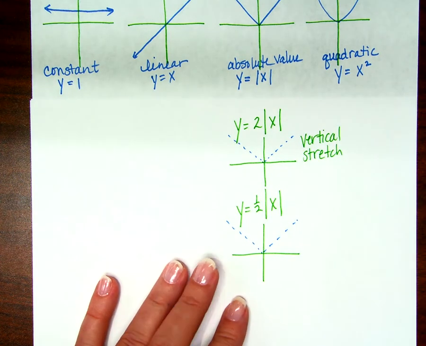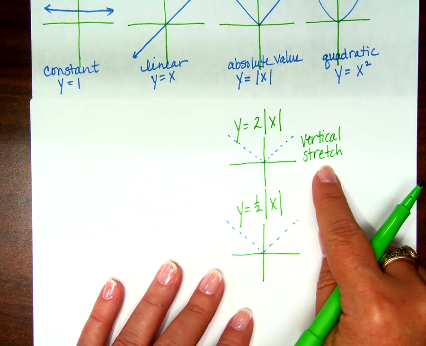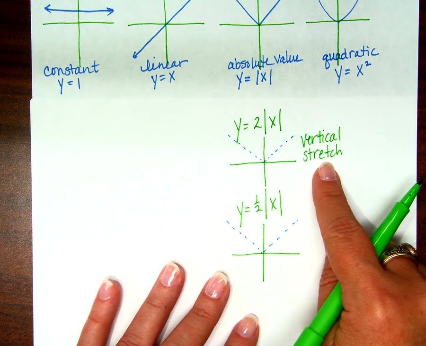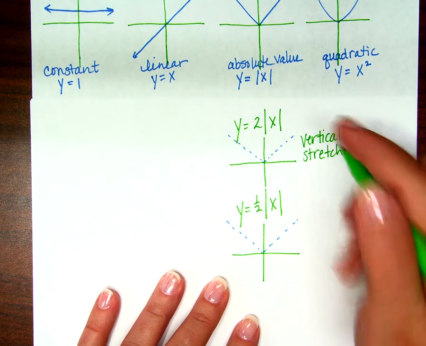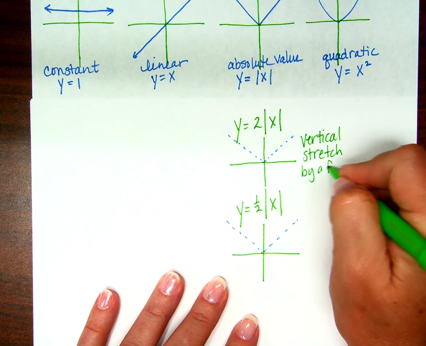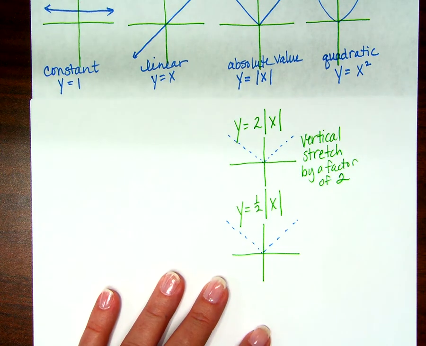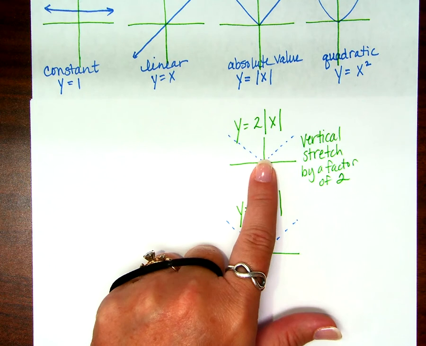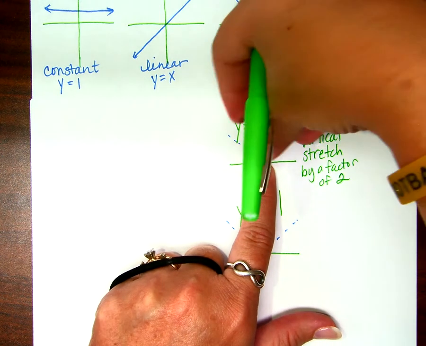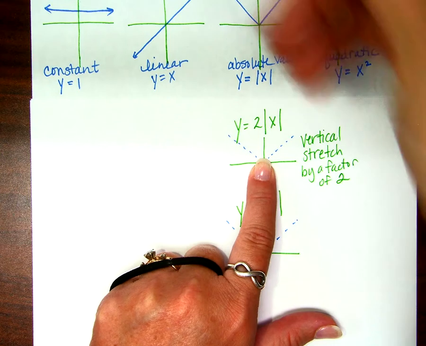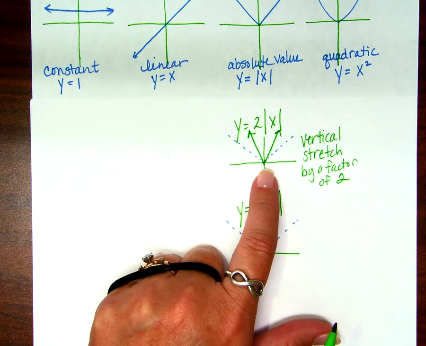A vertical stretch. Okay? This is a vertical stretch. You remember that? When we talk about a vertical stretch, we talk about it being by a factor of. Okay? This is a vertical stretch by a factor of what? 2, because that's the multiplier. So if I make it a vertical stretch, it's like I'm holding on to the end of the absolute value and stretching it this way, which is going to make it taller, like that.